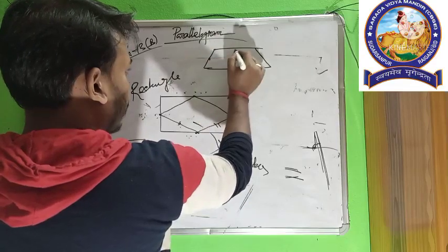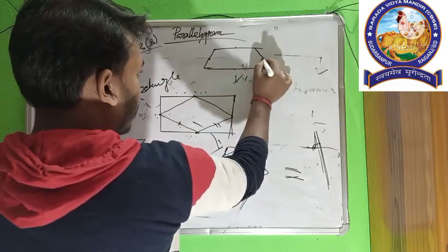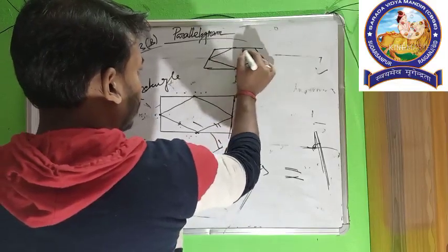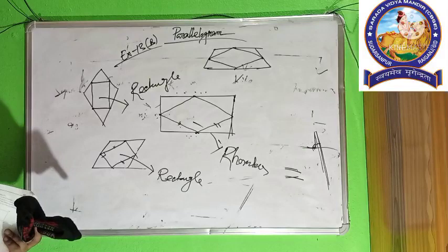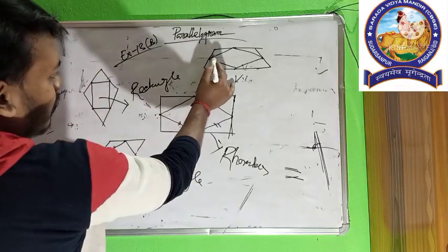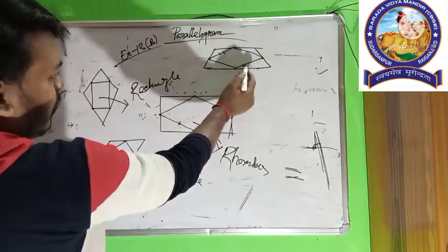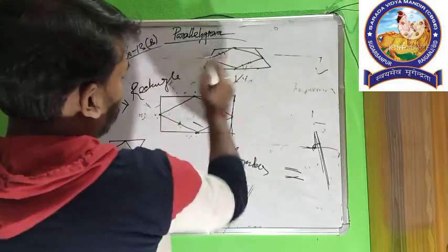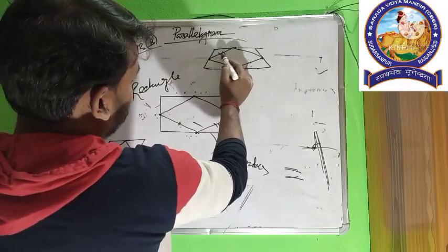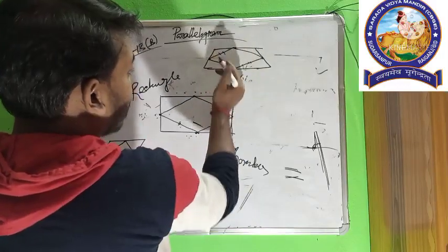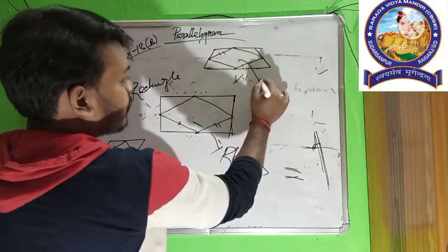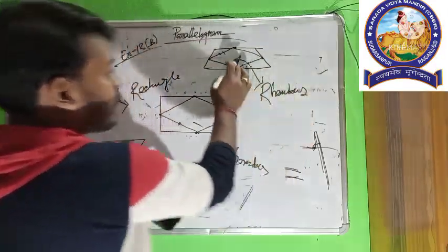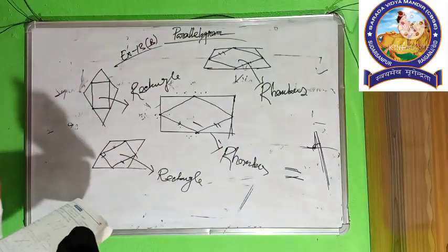Midpoint, midpoint, midpoint, midpoint. So if you join these two, these two, these two, and these two, since the length of this one and this one is equal, parallel, these two parallel, isosceles, yes, it is a rhombus. If the trapezium is not an isosceles trapezium, then it may not be a rhombus.